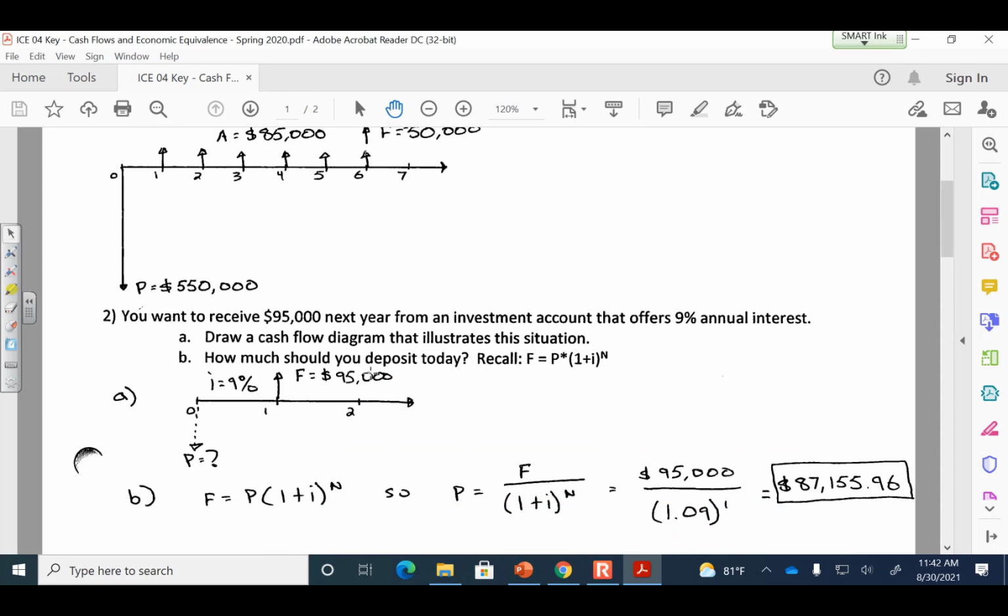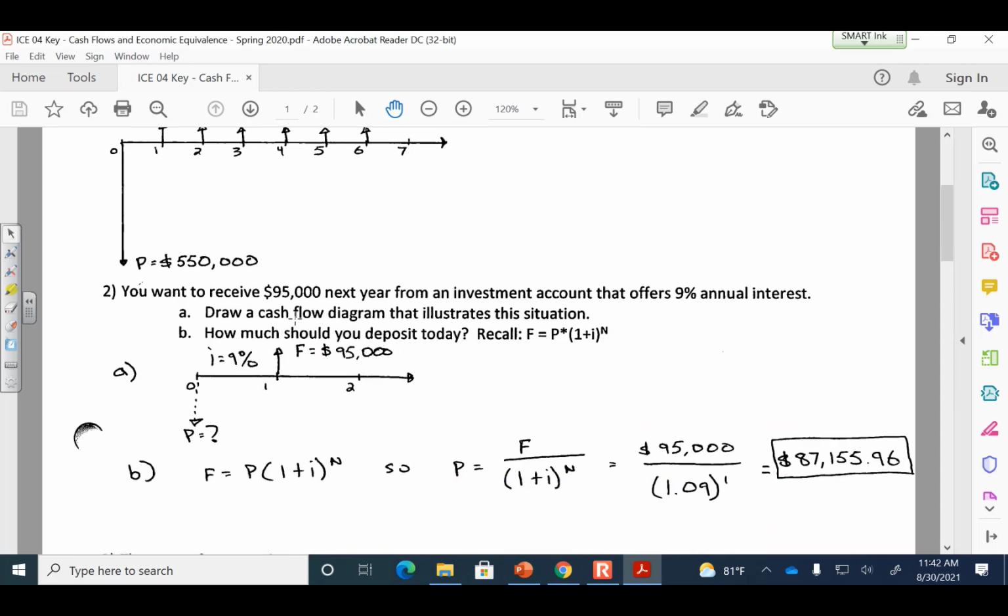Second problem, you want to receive $95,000 next year. So that's defining for us when is the present and when is the future. So next year means that it's 1 year from now, you want to have $95,000. So future value, $95,000, you want to receive it, so that means it's up because you're going to get the money. So how much should you deposit today means that the unknown is an arrow downward, so P equals unknown amount. So here's the cash flow diagram that illustrates it.